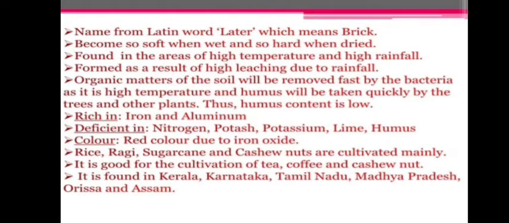And what are the crops grown on this soil? Rice, ragi, sugarcane, cashew nuts are mainly cultivated. It is good for the cultivation of tea, coffee and cashew nut also. And the states in which it is found are Kerala, Karnataka, Tamil Nadu, Madhya Pradesh, Odisha and Assam.